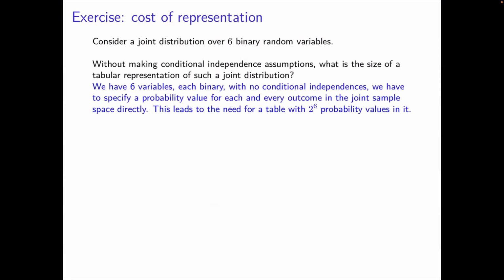Right, so we have 6 variables. We make no conditional independences. So the best we can do is enumerate their joint assignments. They are all binary, so there are 2 to the power of 6 joint assignments. So we need 2 to the power of 6 probability values. That's a lot. Imagine that if you add another variable, it will double. Another variable, it will double again.